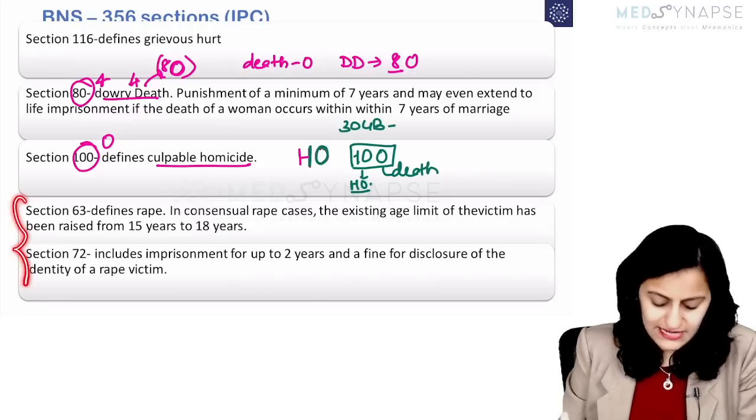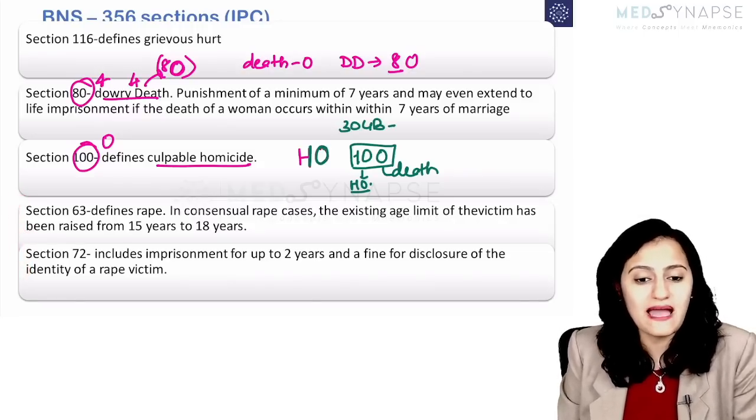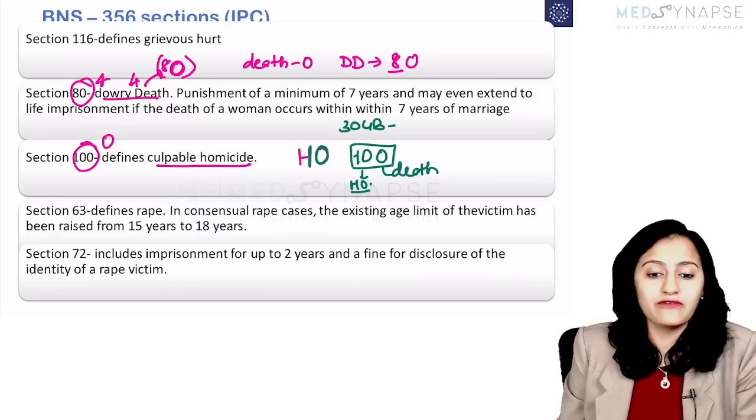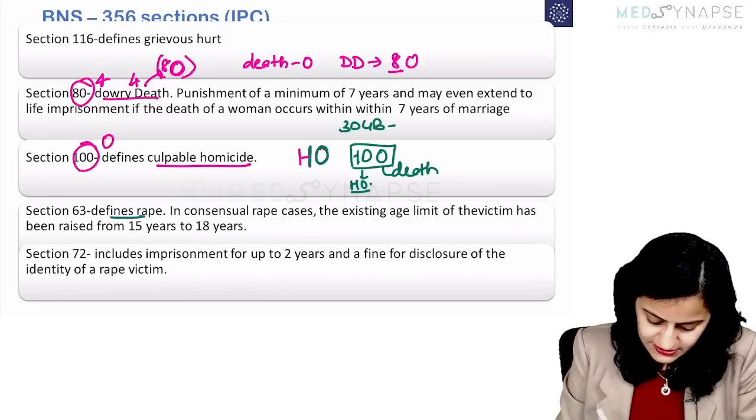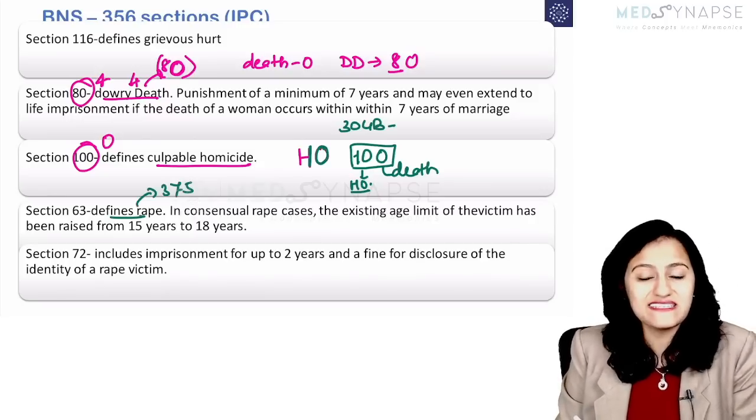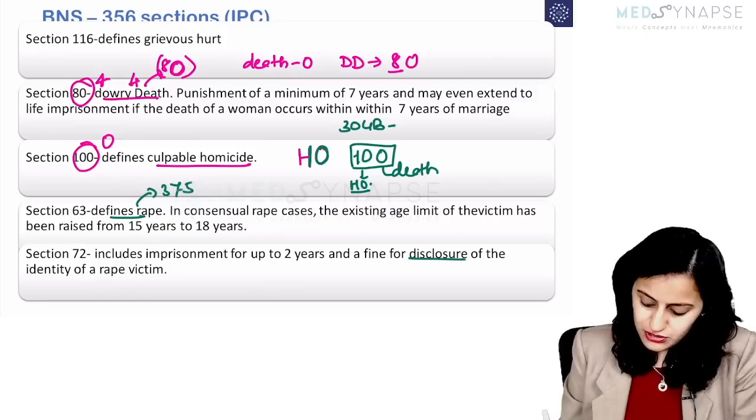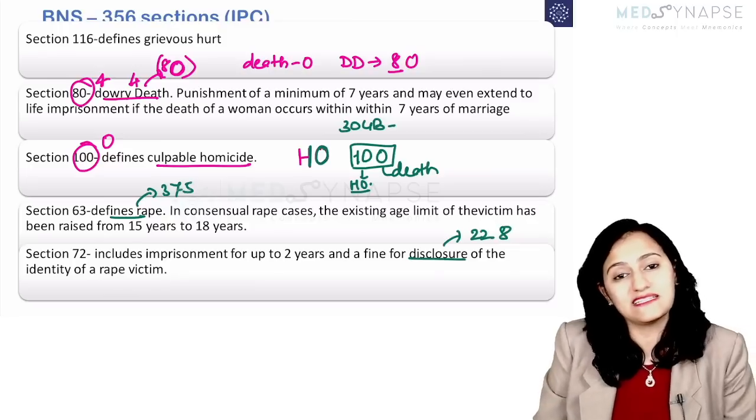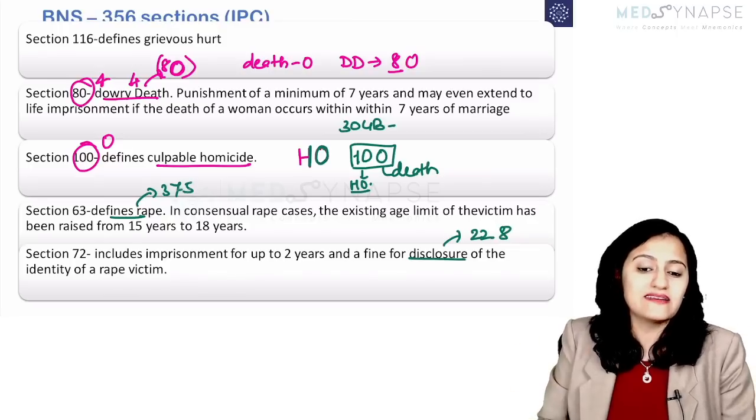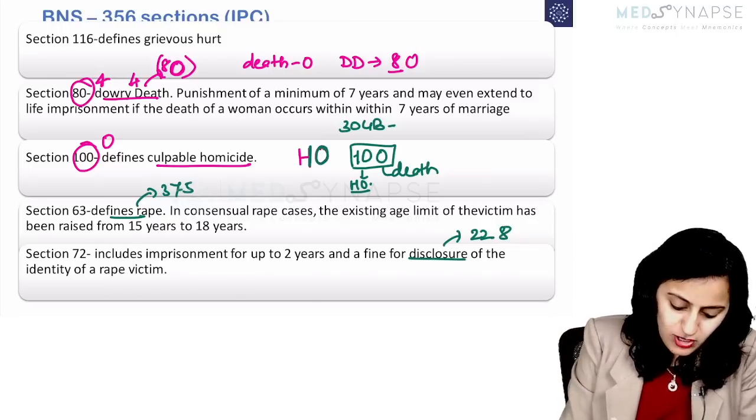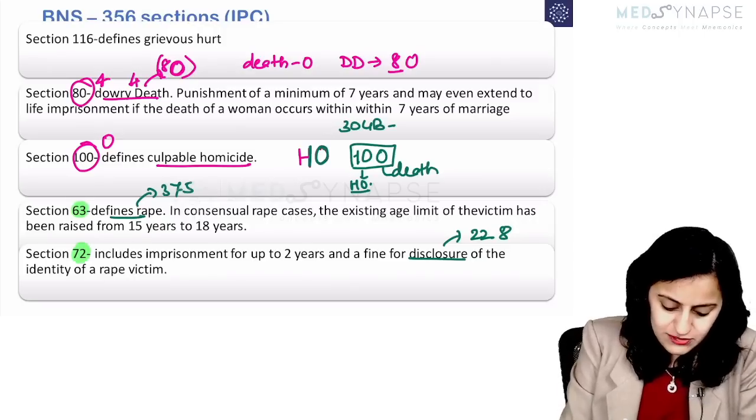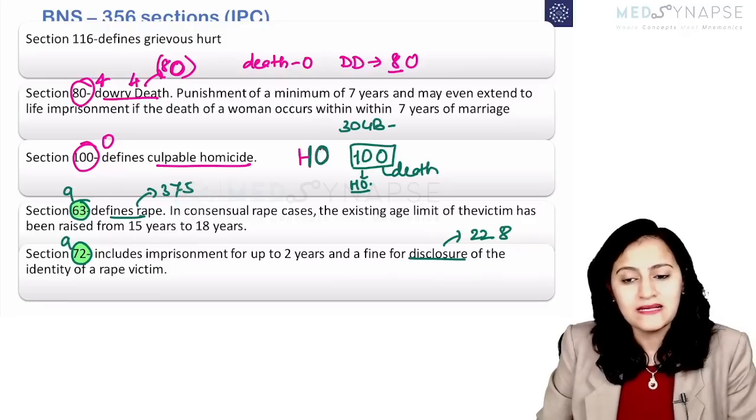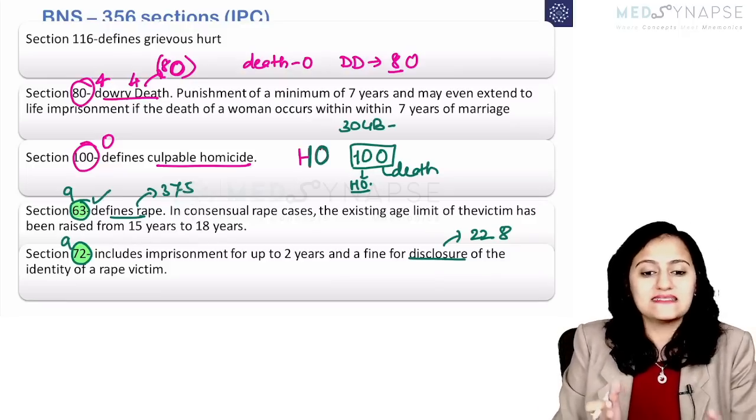Now coming to the section defining rape and the section for the disclosure of identity of the rape victim. Currently the definition of rape is section 375, and the disclosure of the identity of the rape victim is 228, right? We have seen this mnemonic in the Medsynapse app also. 228 reveals the identity. So remember, for rape it is 63 and 72. You add up the numbers, 6 plus 3, 7 plus 2, it is 9 and 9. So first 63 is the definition.